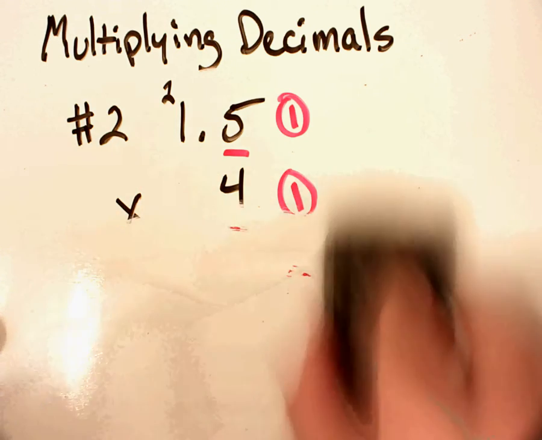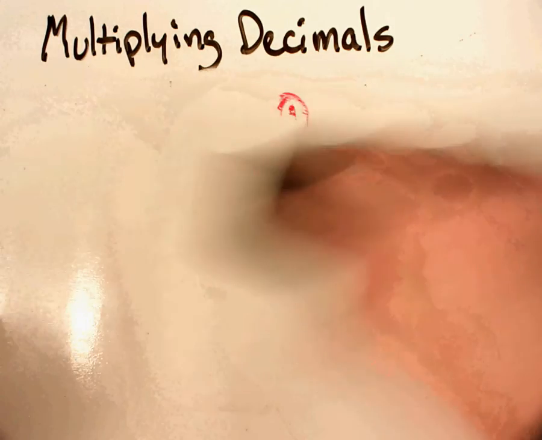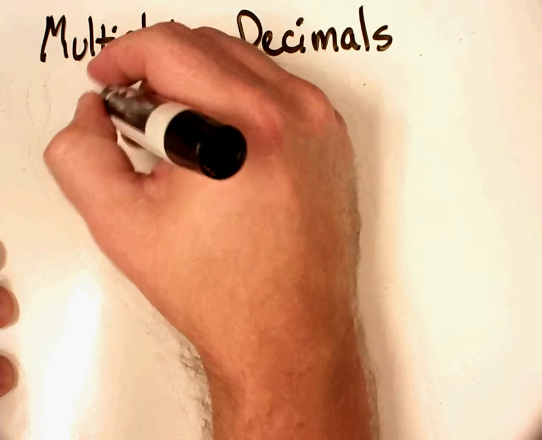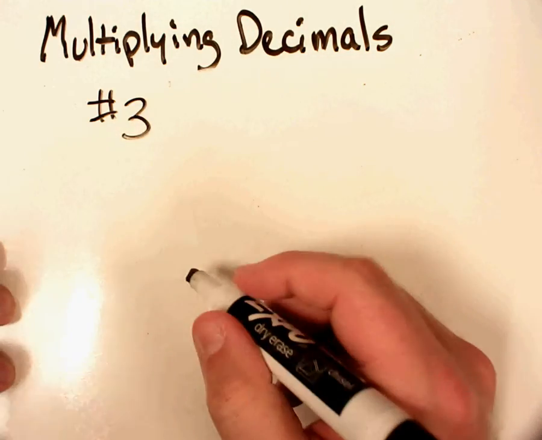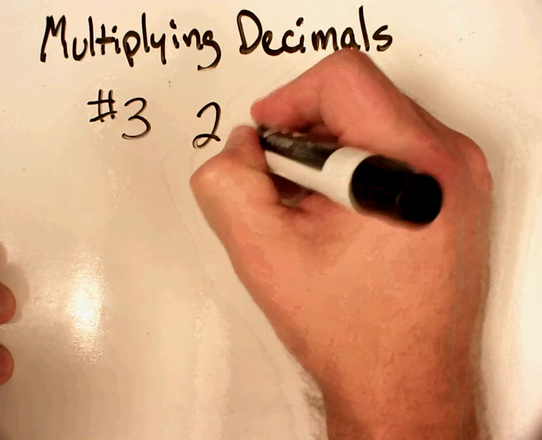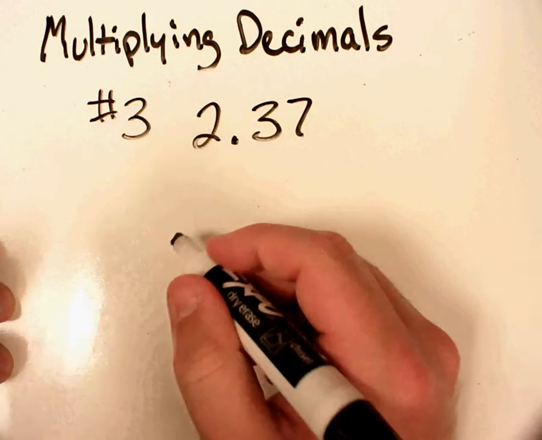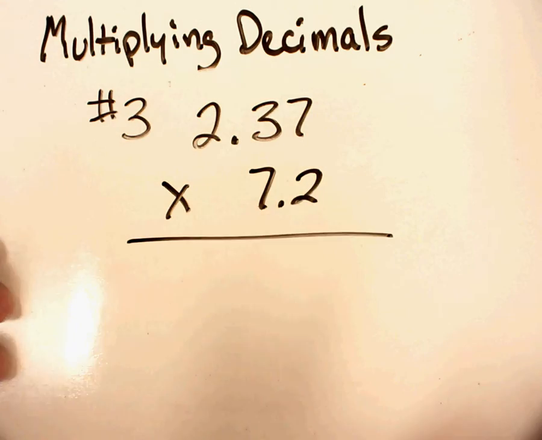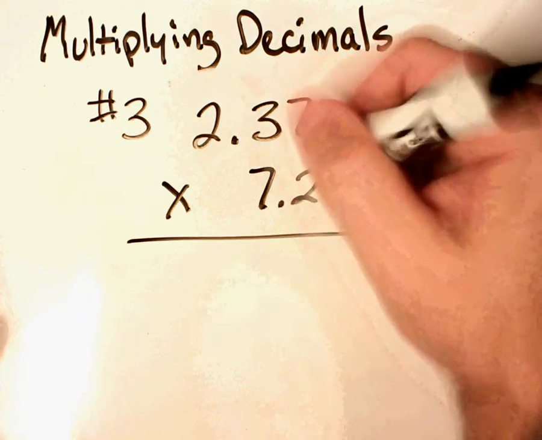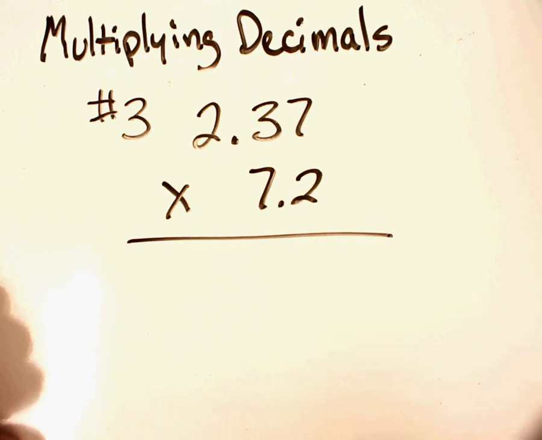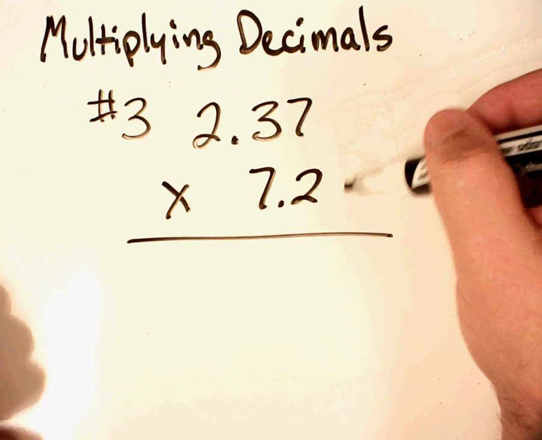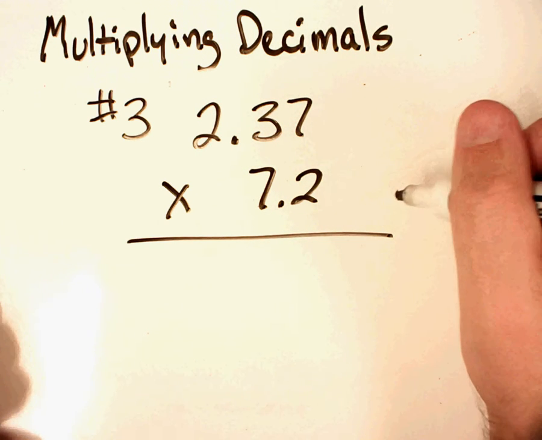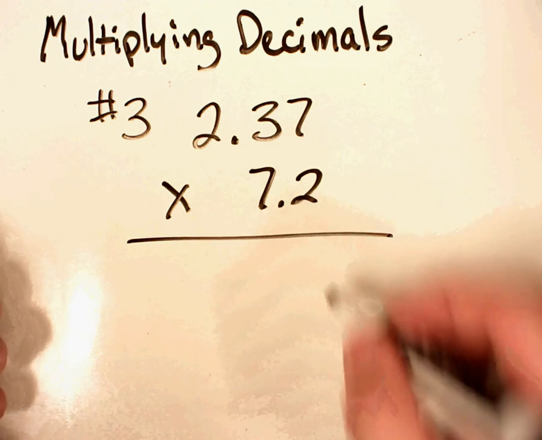All right, on to number 3. So number 3 will be 2 and 37/100 times 7 and 2/10. And my decimals didn't line up here, but remember, they don't have to. All right, so I'm going to just treat this as a regular 3-digit by 2-digit multiplication problem. I'm going to ignore my decimals for the moment. All right, and when I get finished with my multiplication, I will come back and address my decimals.